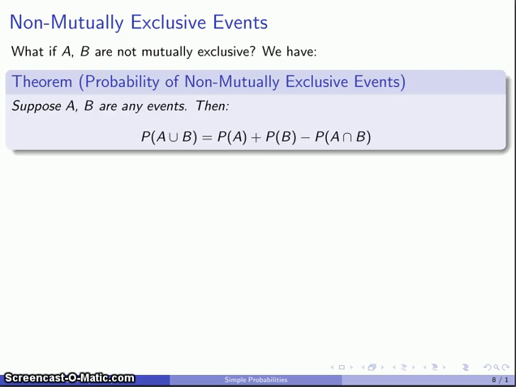Now you might wonder what would happen if A and B are not mutually exclusive. Well, it turns out there is a way of calculating these probabilities. If I have two events, whether or not they're mutually exclusive, then the probability of their union is the sum of their probabilities minus the probability of their intersection. Now, it's worth noting that if A and B are mutually exclusive, this intersection is going to be the empty set, and by our definition of probability, the probability of the empty set is zero, so this term drops out and we get our formula for the probability of mutually exclusive events.